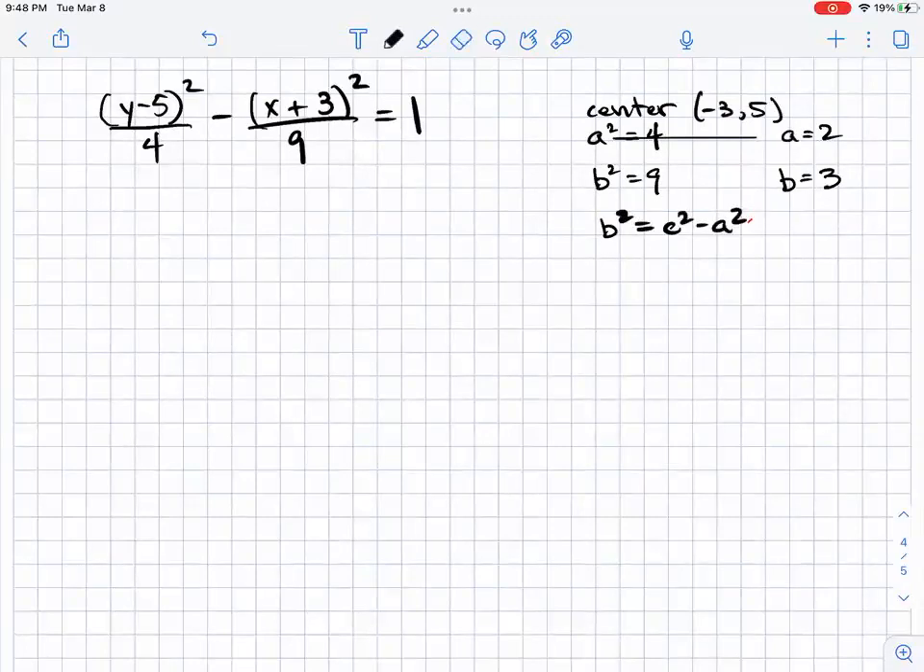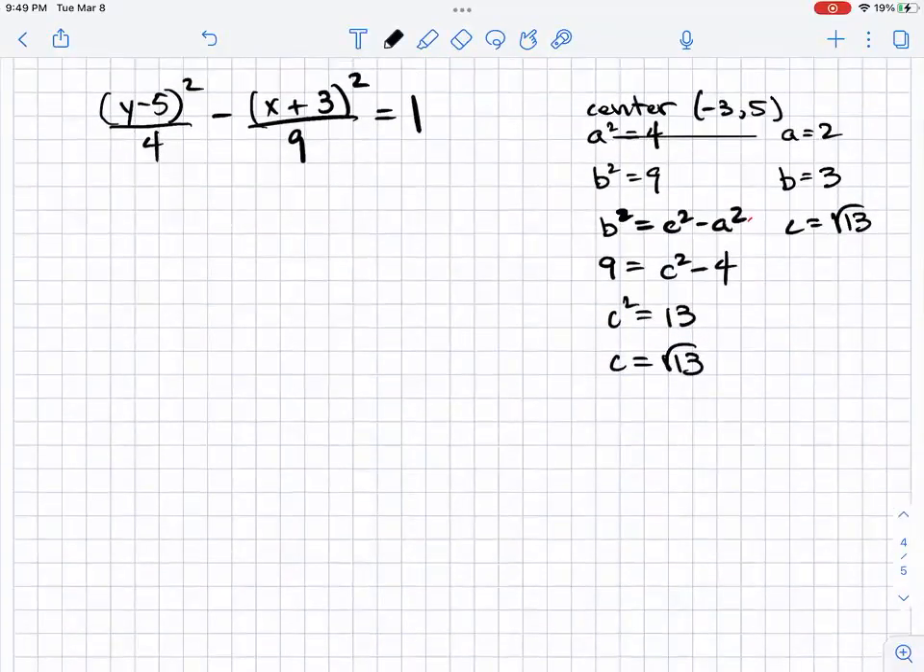So that makes it 9 is going to be equal to c squared minus 4, where c squared is equal to 13, giving me c is equal to the square root of 13. And that's the distance from the center to my focus.